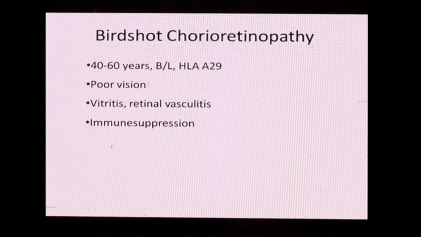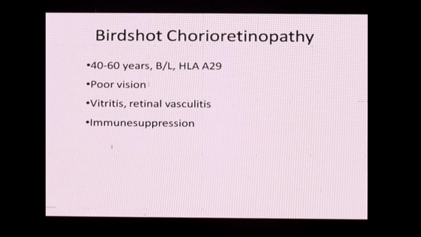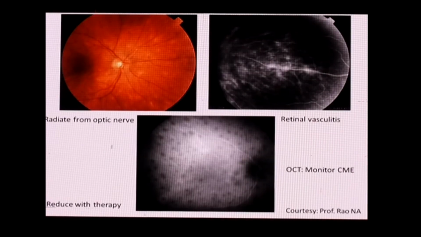Again, this is something which we don't see in our part of the world because we don't have this HLA-A29 predisposition. These patients are associated with poor vision. There is a lot of vitritis and retinal vasculitis in these patients, and they require immune suppression. These are pictures which I borrowed from Dr. Rao. Classically, you have these creamy lesions. They radiate from the optic nerve head.